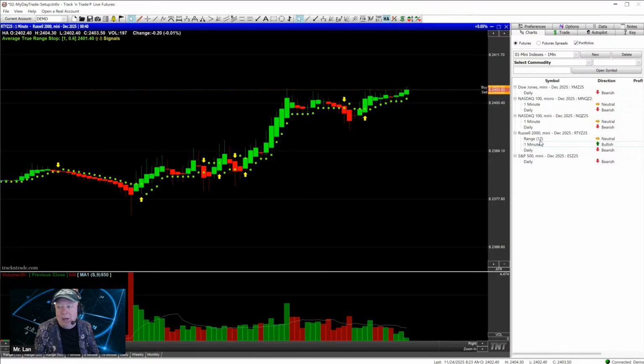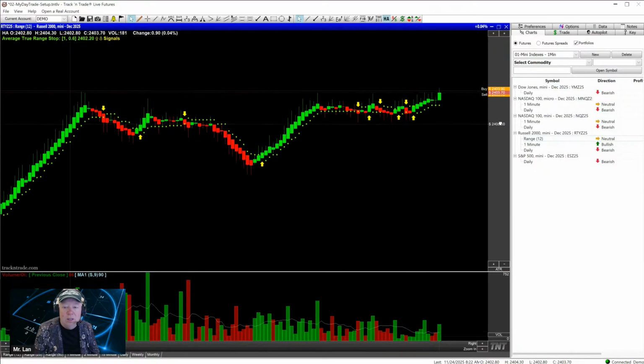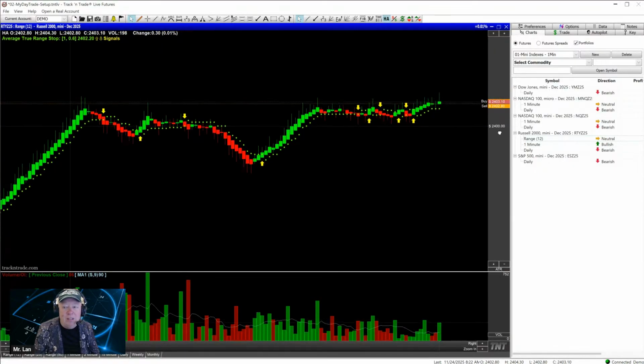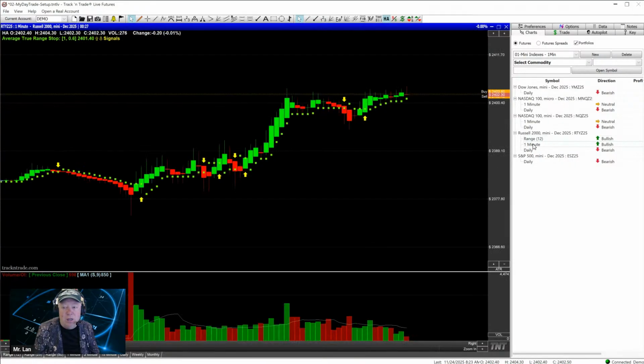All right, so we come back over here and I'm going to turn this on now. Watch what the difference is. When I turn this on, boom, look at the chart. That's a nice looking chart. It's easier to trade. I'm going to go back to the 1 minute chart. Now I'm going to go back to the range bar 12.